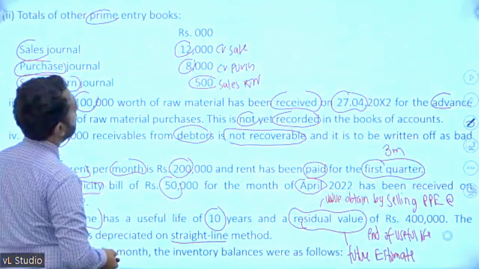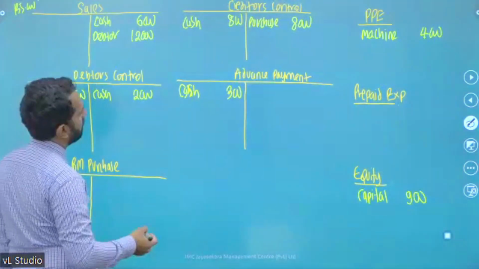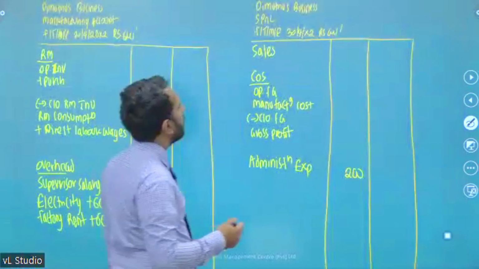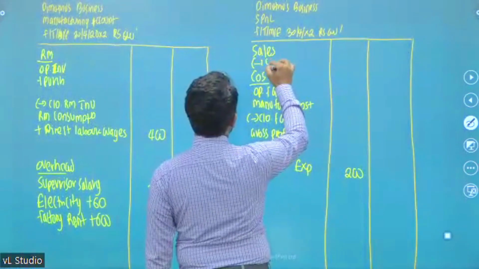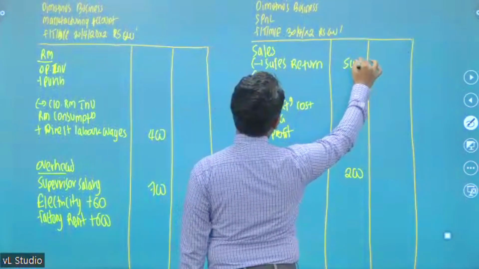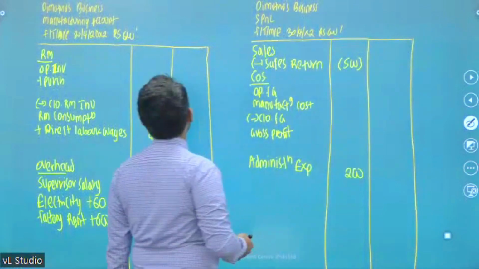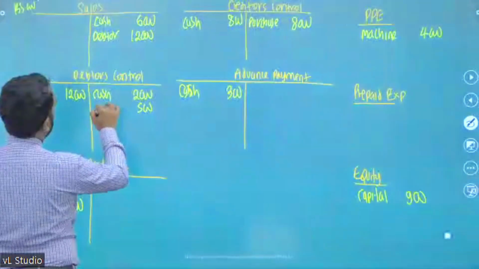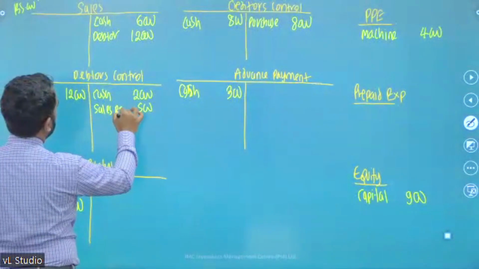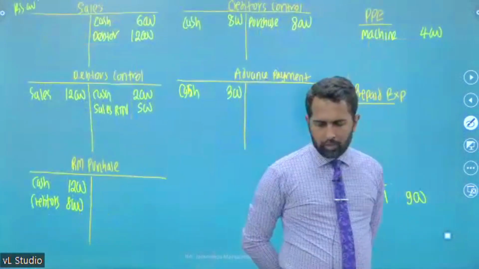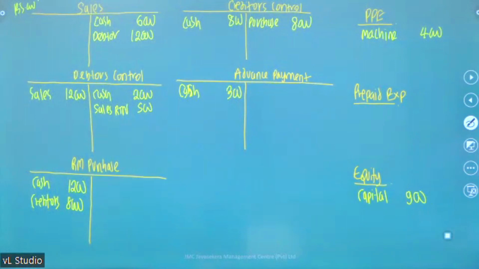Sales return 500. There's a sales return. Right? There's a 500 rupee sales return. So debited to sales return. Sales return we have to deduct from our P&L. So minus sales return. We have to deduct 500. Debited to sales return, credited to debtors control account 500. Sales return: debited to sales return account and credited to debtors account.